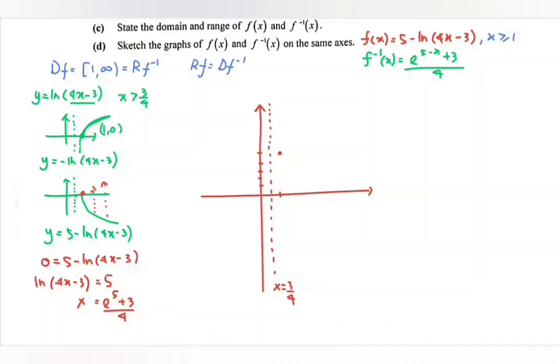So based on the situation given, x is equals to e to the power 5 plus 3 over 4. So you may refer to the calculator, which is a big number, maybe around 30 until 40. So let's say here will be the intersection, where we have e power 5 plus 3 over 4 and then 0. So the graph will be something like this. Okay, so that is the graph for the f(x).